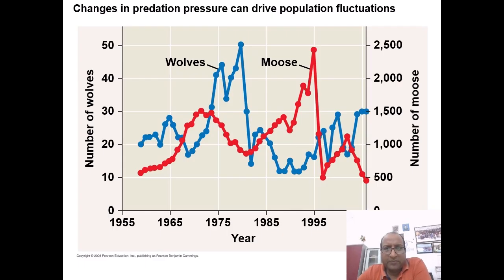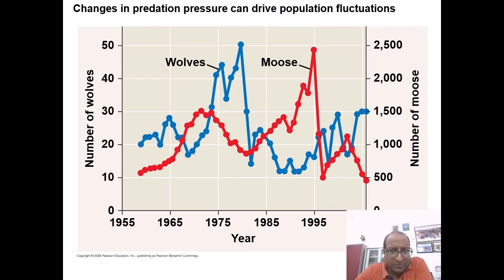So now we will see the number of moose. Moose are deer-like animals, and the number of wolves. What you find here is a study that has been done in Switzerland. The moose are herbivores, and the wolves depend for their food on the life of the moose. Wolves eat moose.